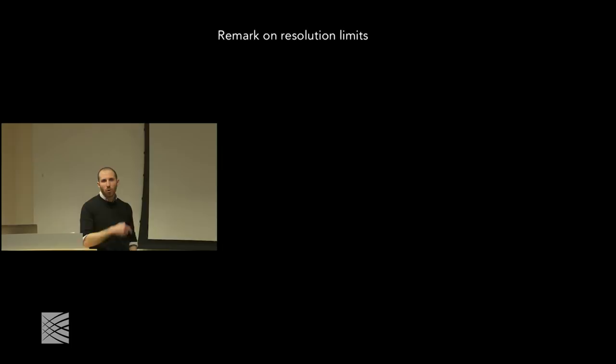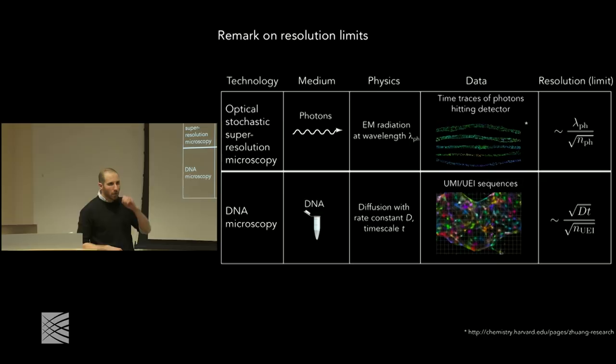All right. So it's important to make a brief remark on resolution limits. What's quite nice about DNA microscopy is that it bears a very interesting analogy to super-resolution light microscopy. In super-resolution light microscopy, for those not familiar, you're faced with a fundamental physical limit of resolution, which is the wavelength of light. The main fundamental insight for super-resolution microscopy is that if you can detect individual photons hitting a photodetector, then you can progressively narrow down the uncertainty of whatever points you're looking at. Namely, in this case, fluorescent molecules.